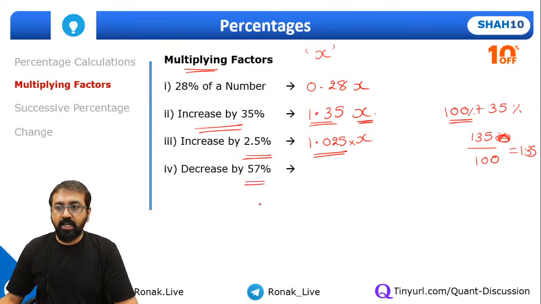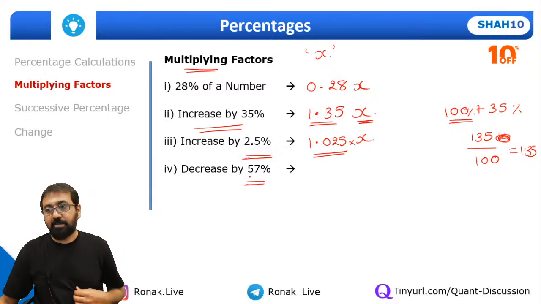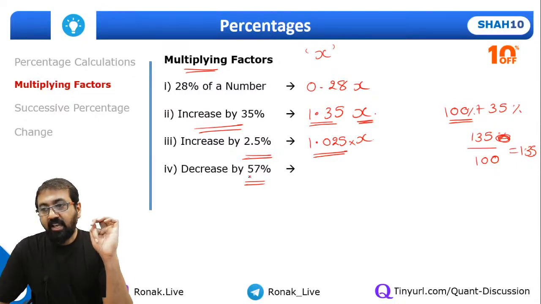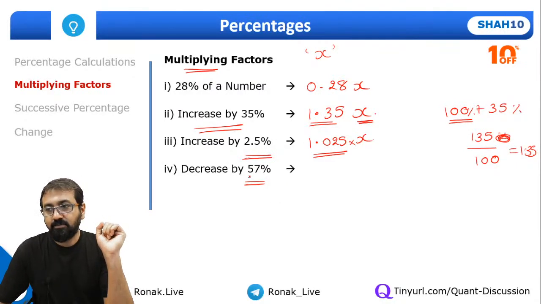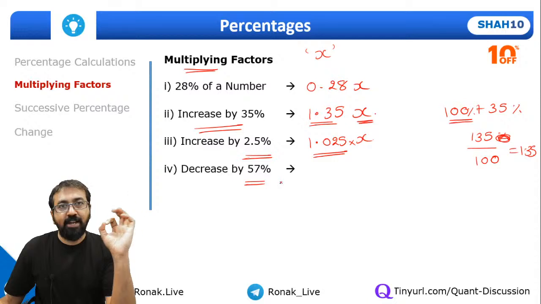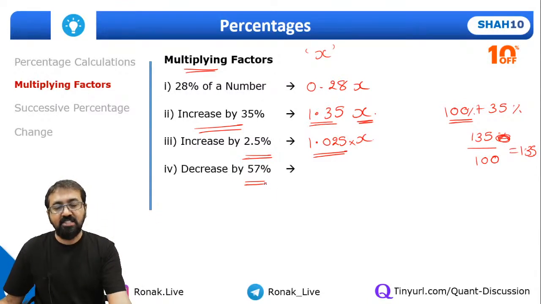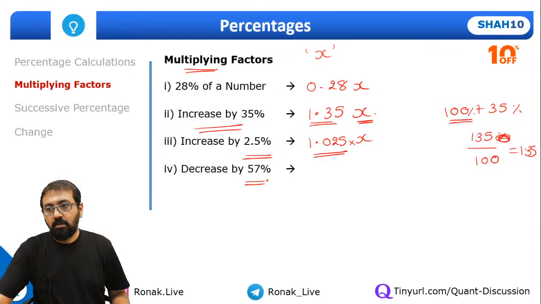Same way, what about this one? Decrease by 57%. Yeah, hi Ankit, good afternoon. Right, you are correct. Both Robin and Ankit. So what will be the multiplying factor when you want to decrease the number by 57%? Hi Isha.